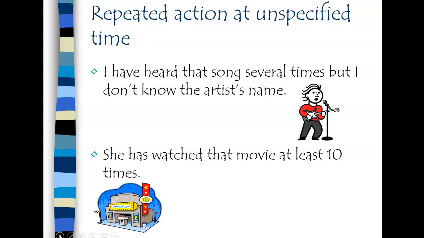Next, we use the present perfect. Again, this is one of the sub-rules, but a repeated action at an unspecified time. I have heard that song several times, but I don't know the artist's name, or she has watched that movie at least 10 times. I often hear people say, it's the first time that I eat that. In fact, it's incorrect because even though it's the first time, we understand that it could be repeated. So you would need to say, it's the first time I have eaten that, or it's the first time I have seen that program, or whatever.